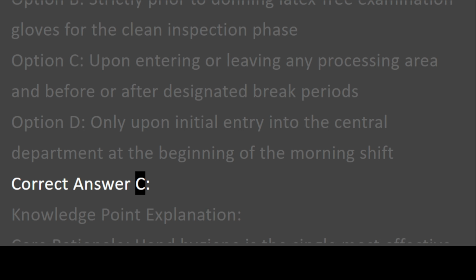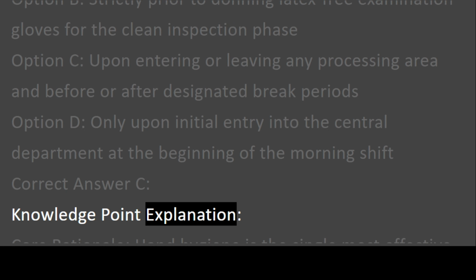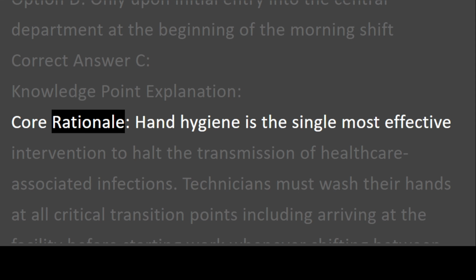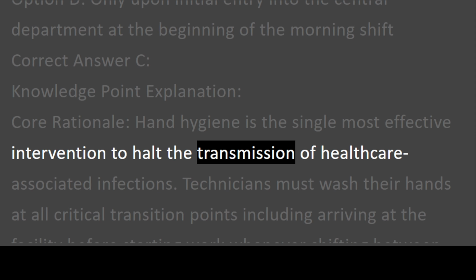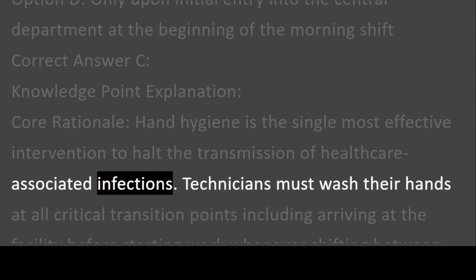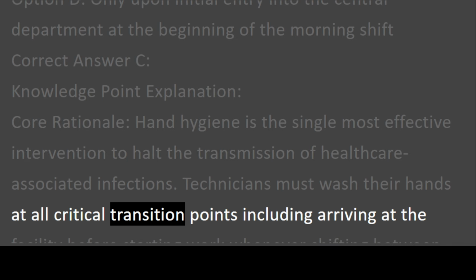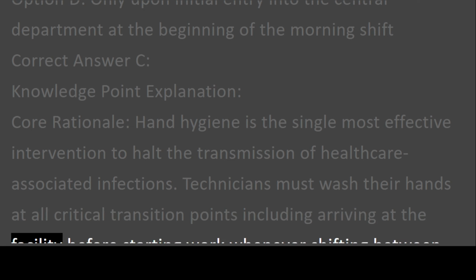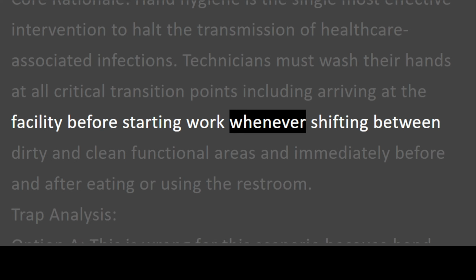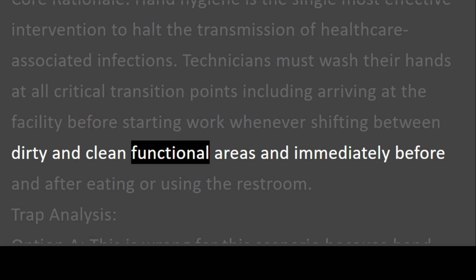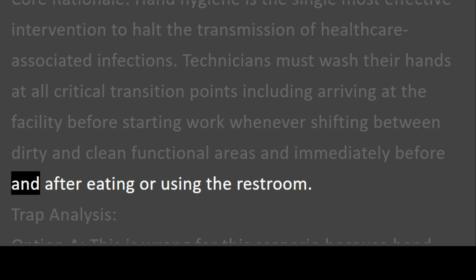Correct answer C. Knowledge point explanation. Core rationale. Hand hygiene is the single most effective intervention to halt the transmission of healthcare-associated infections. Technicians must wash their hands at all critical transition points, including arriving at the facility before starting work, whenever shifting between dirty and clean functional areas, and immediately before and after eating or using the restroom.